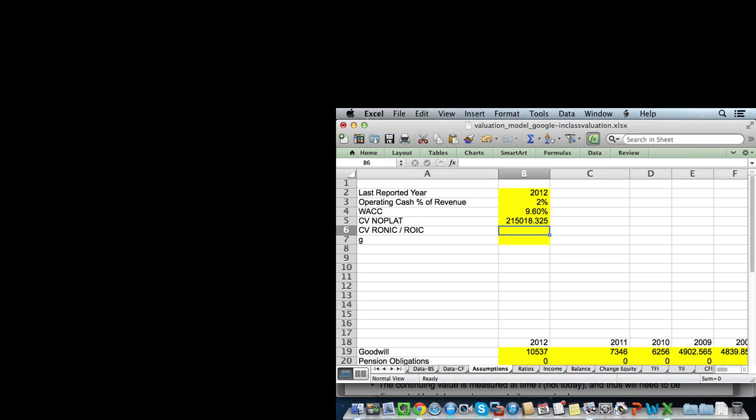For my continuing value ROIC, we have a forecast for that in the economic profit tab. In the economic profit tab, we solve for an ROIC. And very important, we want to use the beginning of year economic profit ROIC. The reason is that mathematically that's the way the DCF and the EP valuations match. That's why we're going to use BOY ROIC.